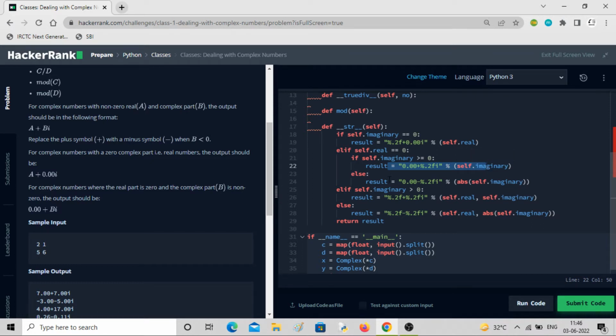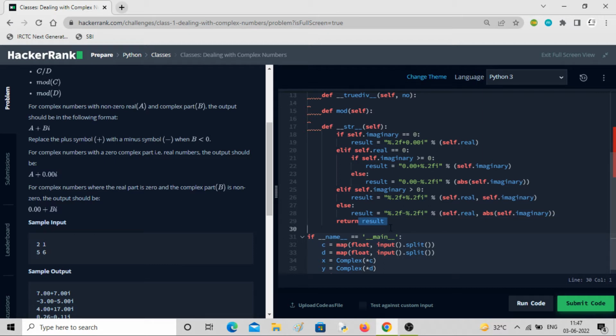Here you can see, if the real part is 0, inside that they have two conditions. If the imaginary part is greater than 0, they are represented in this fashion. If the imaginary part is less than 0, then they are represented in this fashion. You can see there is a negative sign here, a positive sign here, and they are taking the absolute value. Similarly, if the imaginary part is greater than 0, this is how it will be represented, with a plus sign, else a minus sign if it is less than 0, and they are finally returning the result.